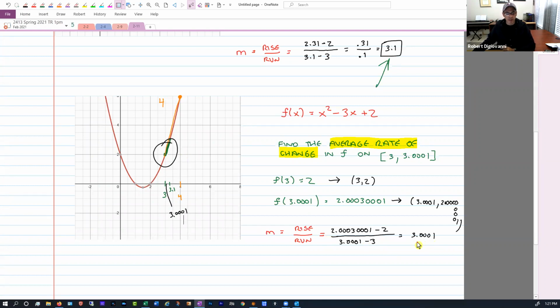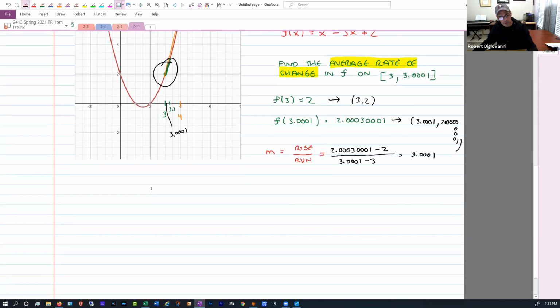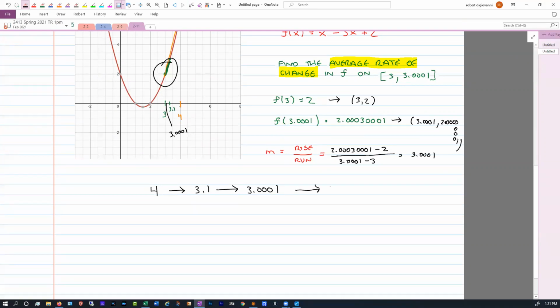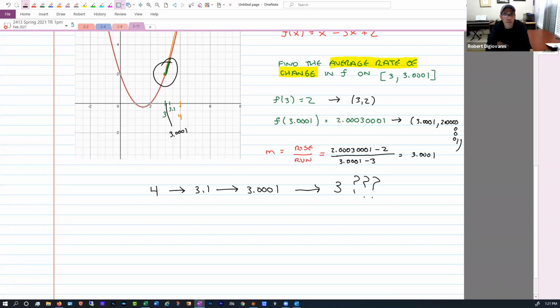So do you see the trend in these three examples? The first slope we got was 4. The next one we got was 3.1. The next one we got is 3.0001. What does it look like it's trending towards? 3, right? Maybe it's just 3. You go with me? So maybe there's a way we can do this and really convince ourselves that this is true.